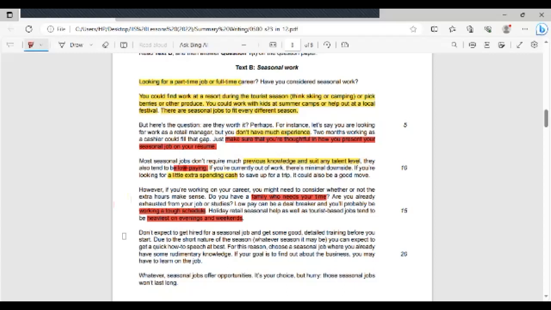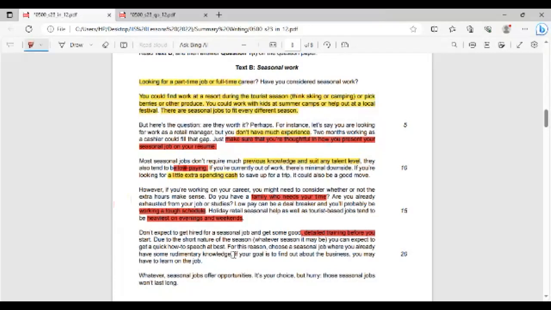Okay, let's move on. Don't expect to get hired for a seasonal job and get some good detailed training before you start. Due to the short nature of the season, you can expect a quick how-to-speak. So basically, seasonal jobs don't train adequately. So lack of thorough training, okay, is a disadvantage of seasonal jobs. So you simply learn on the job.